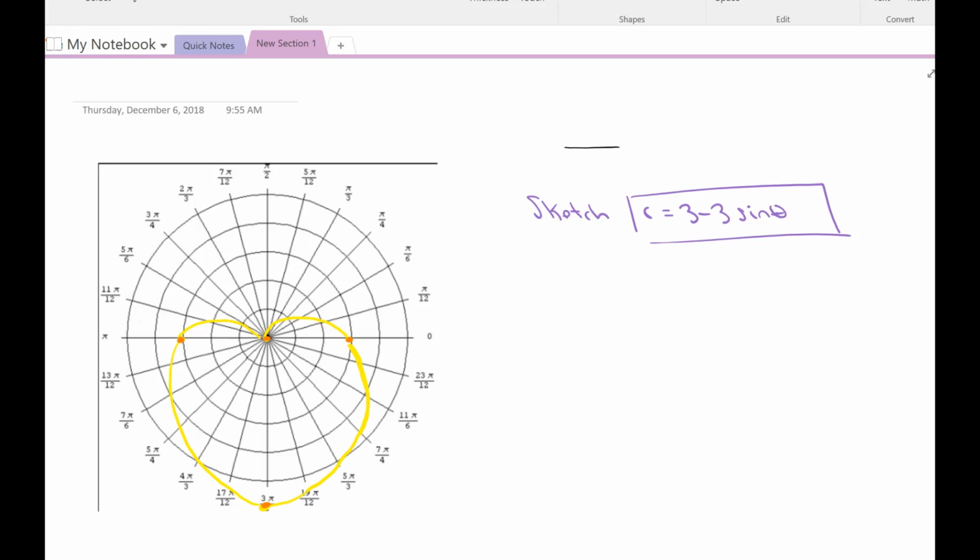Okay, hi everyone. In this screencast, what I'm going to do is begin and talk about the very beginning parts of the calculus involved in polar curves.